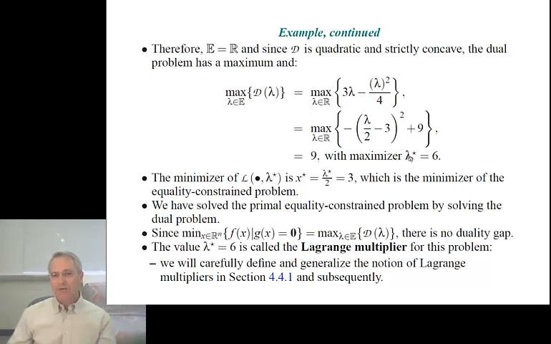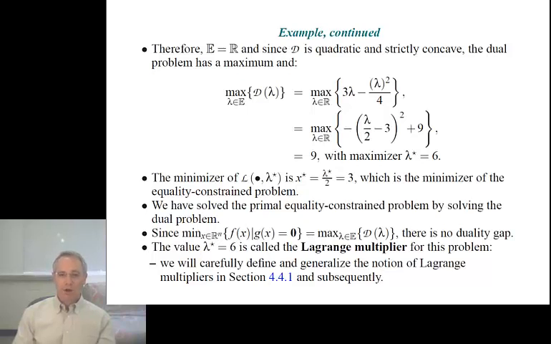For that particular value, lambda star, if I ask what's the minimizer of the Lagrangian, well, from the previous page, we know that for a particular value of lambda, the corresponding minimizer of the Lagrangian is lambda divided by 2. So the corresponding minimizer of the Lagrangian is x star equal to lambda star on 2, 6 divided by 2, or 3, which, by the way, is the minimizer of our original equality constraint problem. So what we've just done is solved the original primal problem, which had just one equality constraint, by solving the dual problem.